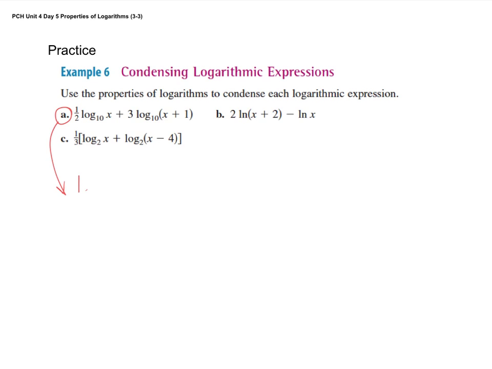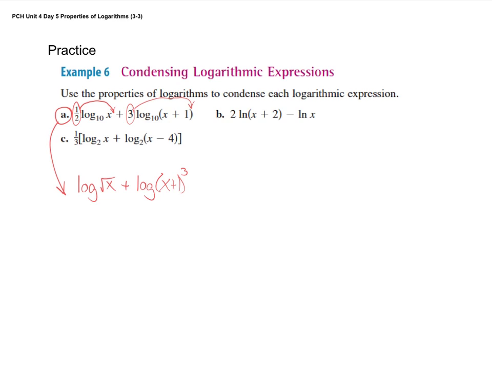Log of x to the 1/2, or x squared. No, you're right, x to the 1/2. Log of x to the 1/2, which is square root of x. Okay, so log of root x plus, how would we simplify the 3 log of x plus 1? There you go, log of x plus 1 to the third. We're taking that coefficient and putting it as the exponent, just like we took the coefficient 1/2 and made it our exponent.